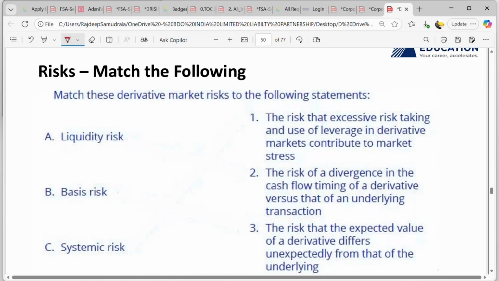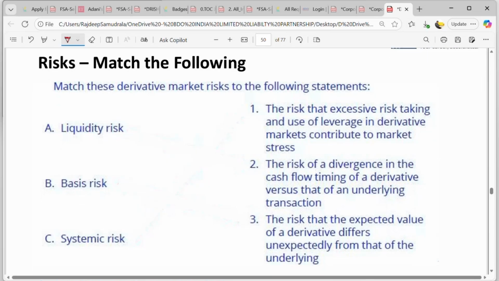Match the risks, guys. Now try to understand if these risks are what you learned right now. I want to see whether you're able to connect the dots. Liquidity risk, basis risk, and systemic risk. What's the answer? So liquidity is what? Okay, let's go there.